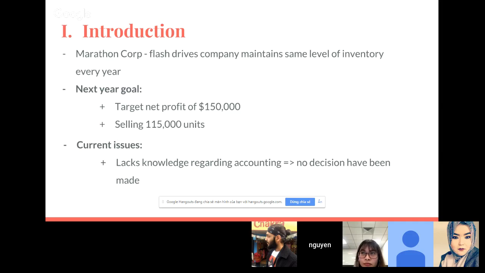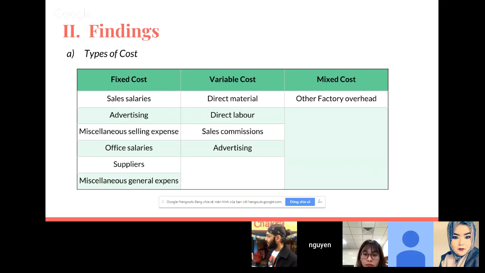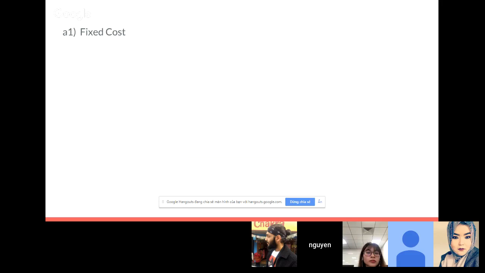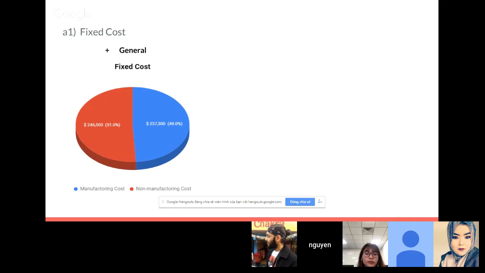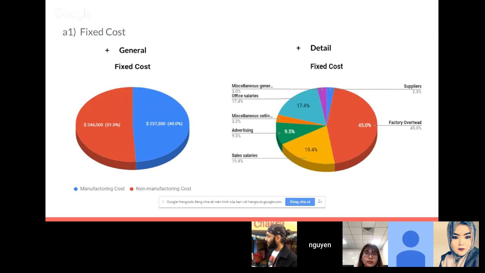However, the current issue is that they are facing profit loss, and although they have come up with some suggestions from the CEO, they cannot make any decision due to their lack of knowledge regarding accounting. There are many costs that incur during the operation of the company, so we have classified them into three main costs: fixed, variable, and mixed costs. The fixed cost is divided into manufacturing and non-manufacturing costs. Within the fixed manufacturing cost, the factory overhead dominates by occupying about 45% in total.